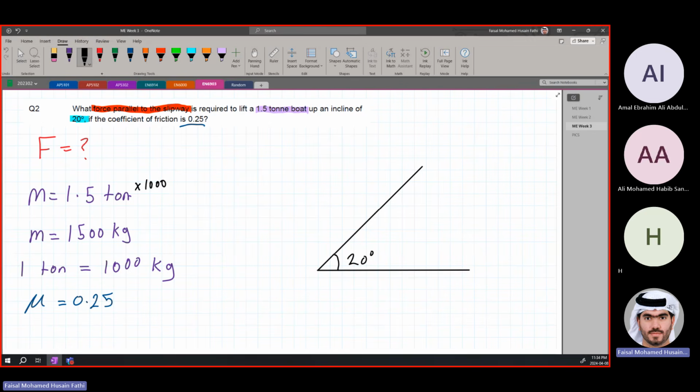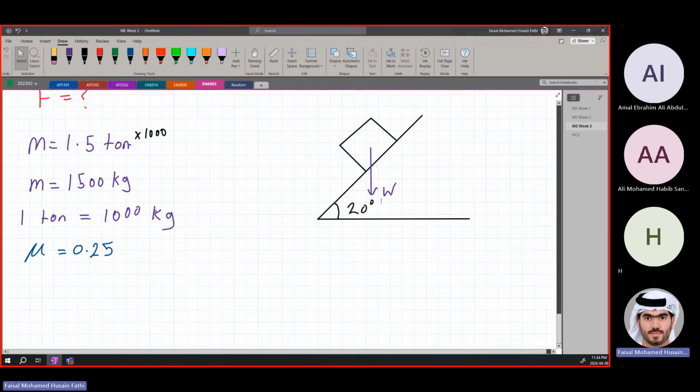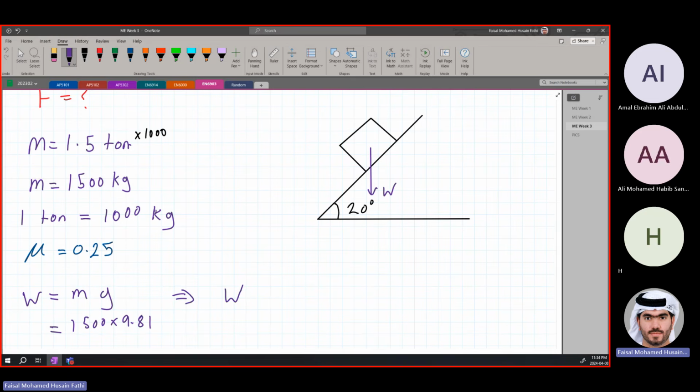And that's it. So let's assume the boat is like this in shape. Same exact idea again. We have weight acting downwards, W. We can find W instantly. W is equal to mg, so it's equal to 1,500 times 9.81. So W is going to be 14,715 newtons. Okay, so we found our weight.